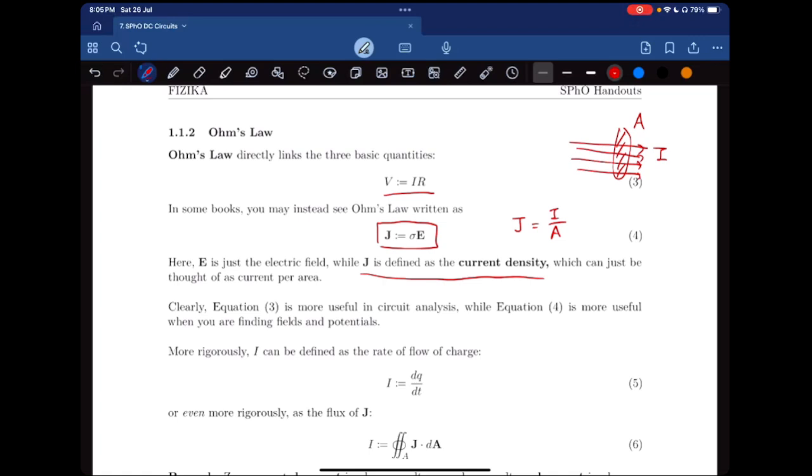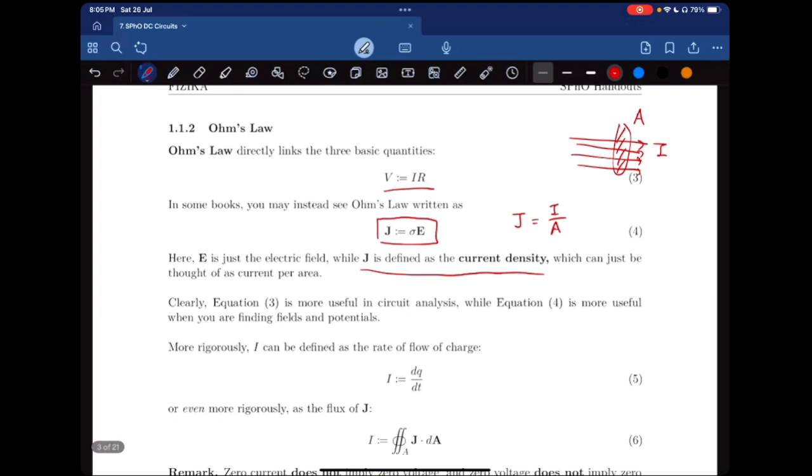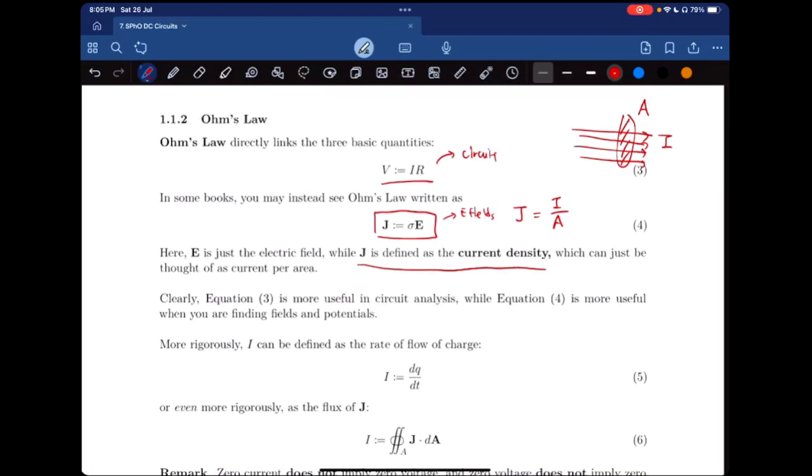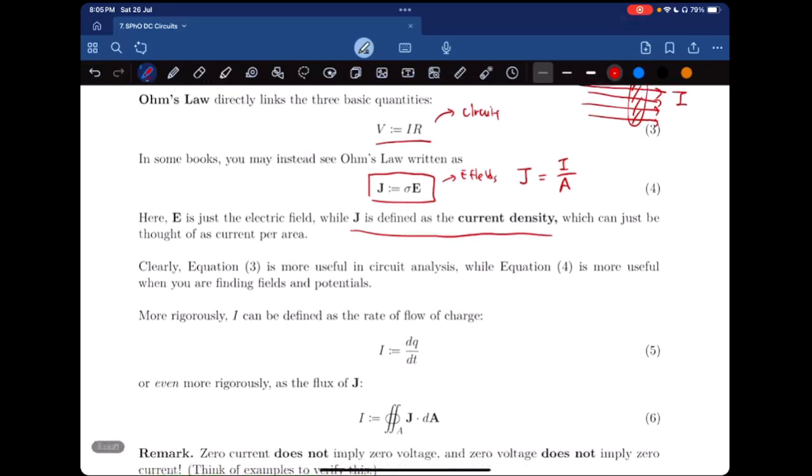These two equations are actually equivalent, but you use them in different situations. It's quite clear that this one is for circuit analysis. This one is for when you want to deal with E-fields and stuff like that. So it's quite important to know what form of Ohm's law to use, even though both are correct, because one of them is most certainly more useful than the other.